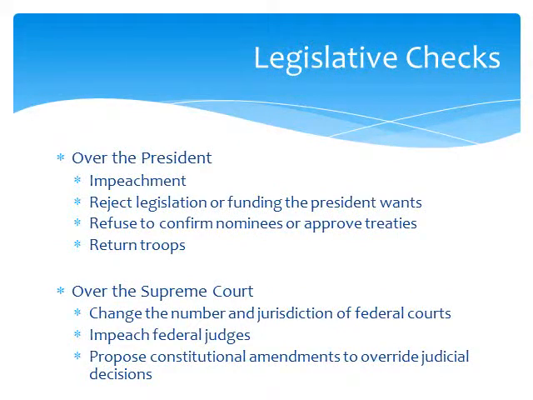The legislative checks over the executive branch or the president are impeachment, which is when the House of Representatives charges the president, vice president, or other civil officers with treason or high crimes and misdemeanors. They can reject legislation or funding the president wants, refuse to confirm nominees or approve treaties, and return troops as stated in the War Powers Act.